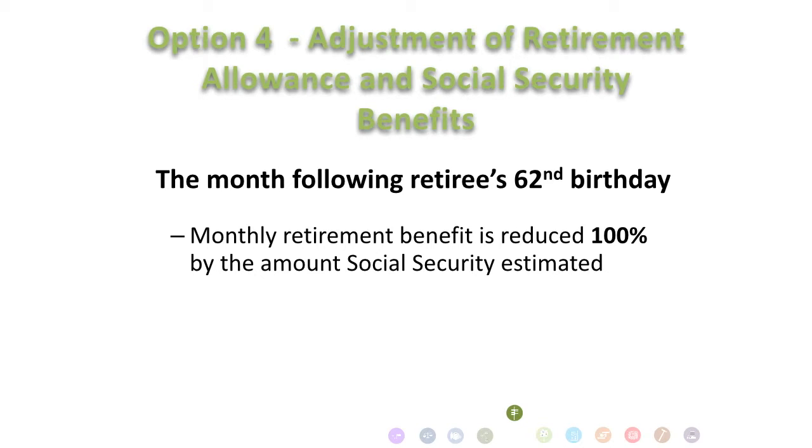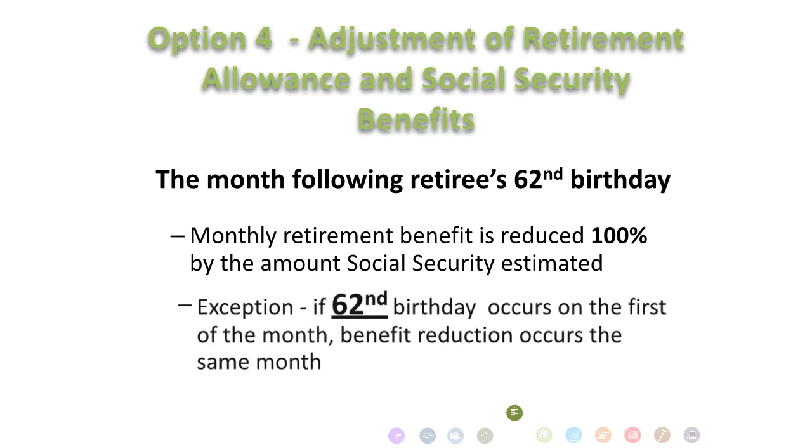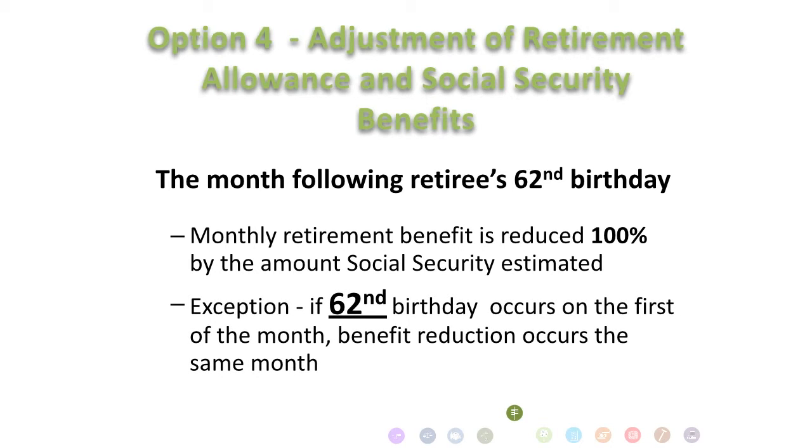Now, that first Social Security check is not going to arrive in your mailbox the month after your birthday. Social Security now requires that a member be 62 for an entire calendar month before that payment is made. Our benefit is reduced in the month in which the member is 62 for the entire month. This would include an individual that turned 62 on the 1st of the month.